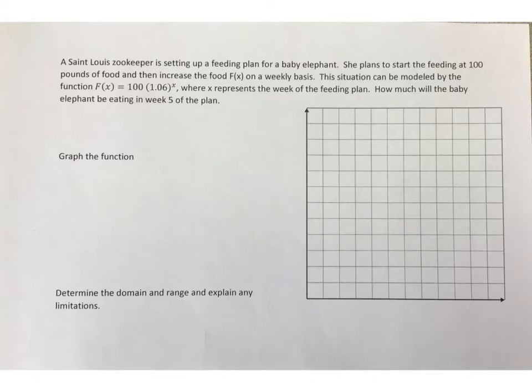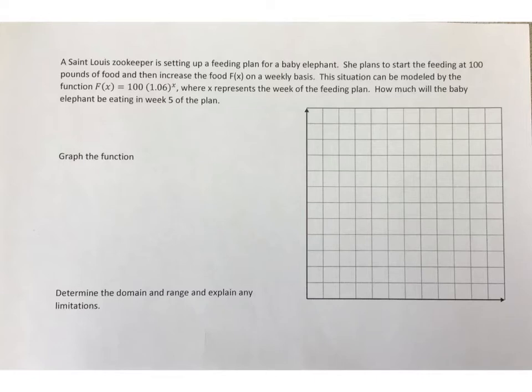So the word problem says a St. Louis zookeeper is setting up a feeding plan for a baby elephant. She plans to start the feeding at 100 pounds of food and then increase the food. Mind you, it says food is going to be your f of x on a weekly basis. The situation can be modeled by the function f of x is equal to 100 times 1.06 to the x power, where x is representing the weeks of the feeding plan. How much will the baby elephant be eating in week 5 of the plan?